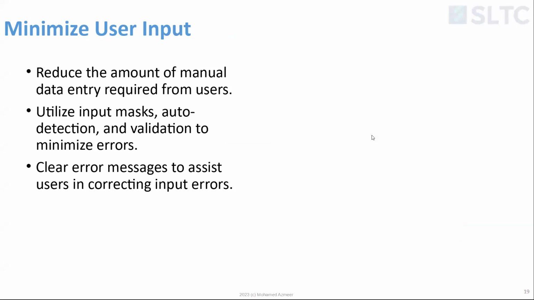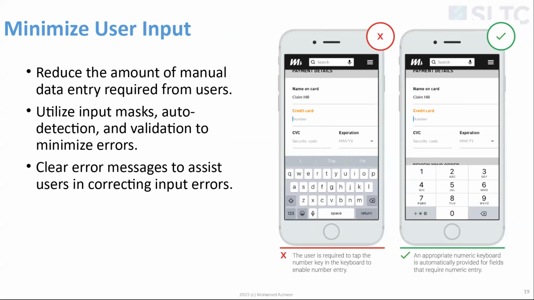Okay, next up is minimizing the user input. What does that mean? How can you minimize? Well, you can, if you start looking around your phone, especially. Now look at this. Mobile phones have smart keyboards, right? Here it says type the credit card, and we are expecting a number. Now, if you show the entire alphabetical keyboard here, that's bad, right? You should show the numeric keypad.